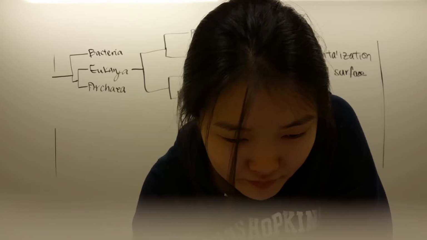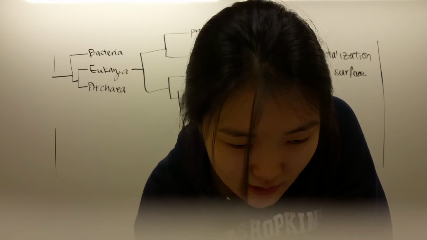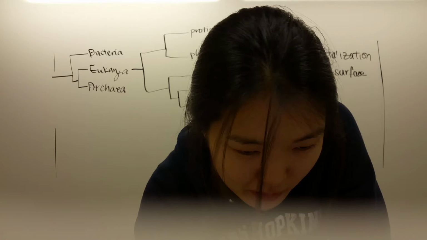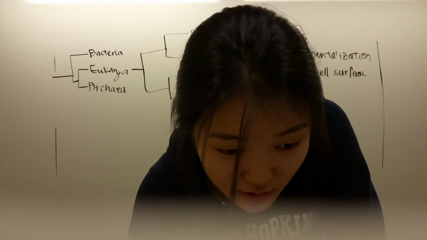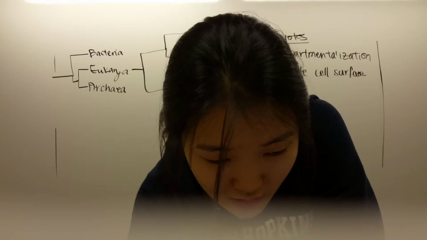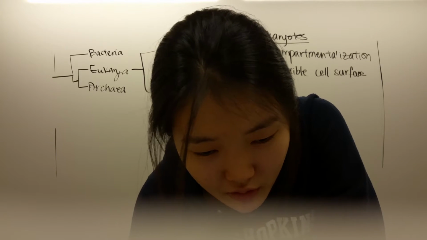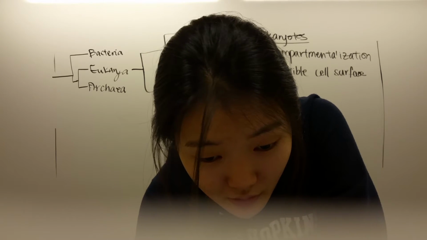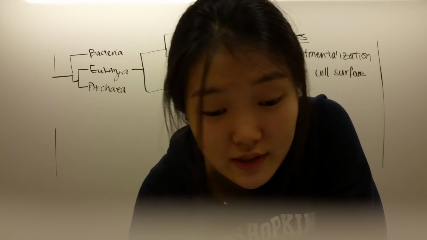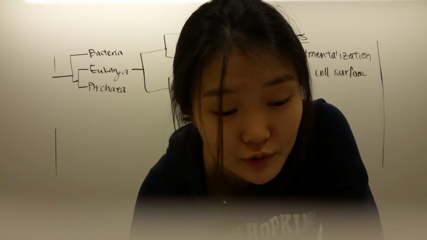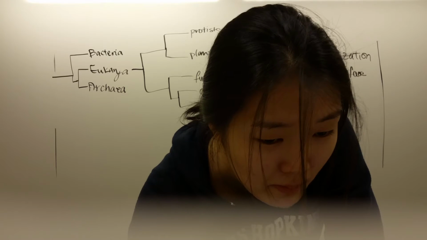Okay. We're going to take a closer look at protists. So protists, they show enormous diversity. Most are unicellular and microscopic, but a few are multicellular, and some are actually quite large. We will look at a few examples.